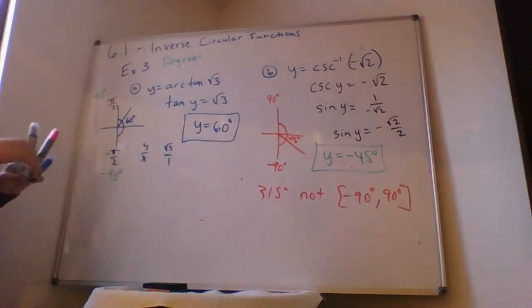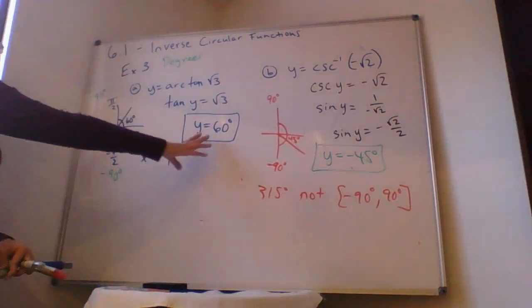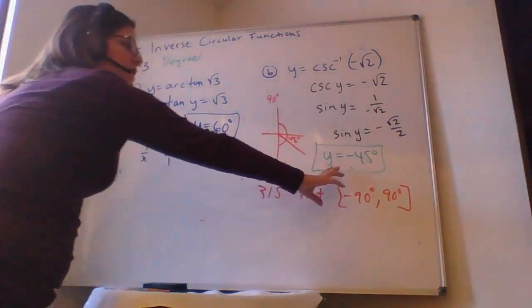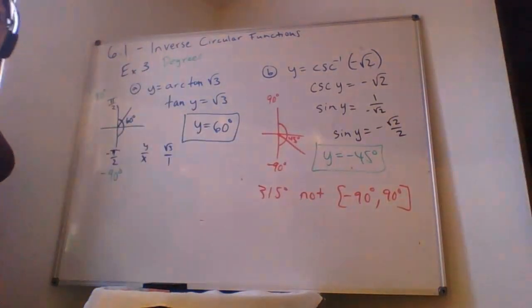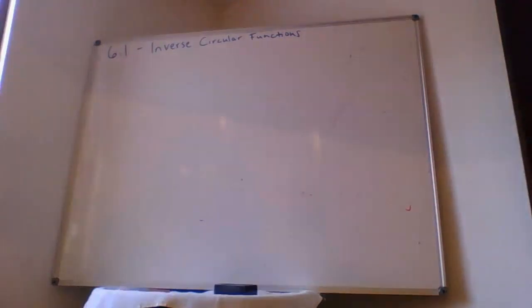Just FYI, in radians, my answer here would have been pi over 3, and my answer here would have been negative pi over 4.